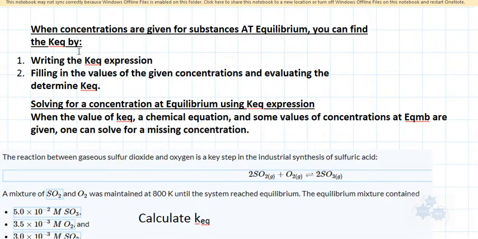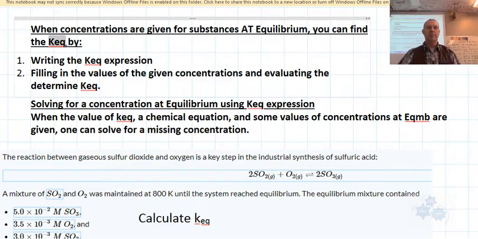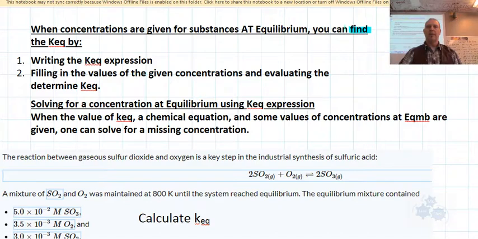Okay, so we're going to use the Keq expression and the situation. We're going to have an equilibrium equation, and we're going to be able to A, calculate the Keq, and B, solve for a concentration of one of the substances. So we can find the Keq, that's one of the things we're going to be asked to do, and then we can solve for a concentration at equilibrium. That's the second thing we're going to do.